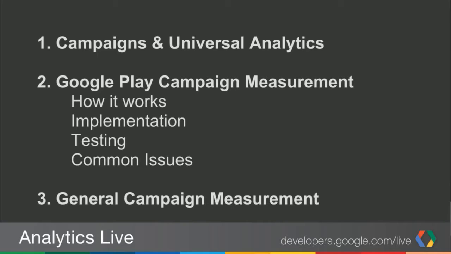And thirdly, I'll talk about general campaign measurement. This is a little bit of a less common use case, but it's for cases where you want to do attribution after the app is already installed. So if you have deep links going into your app and you want to be able to attribute the opens of that app because of those deep links back to those sources, you can do that with general campaign measurement. I'll show you how that works as well. So let's jump right in.